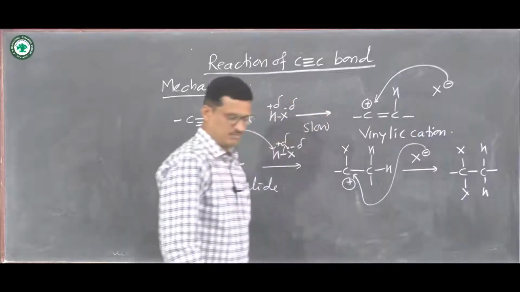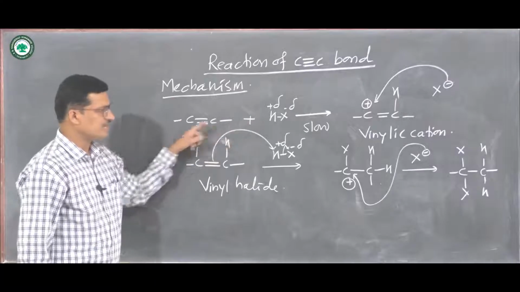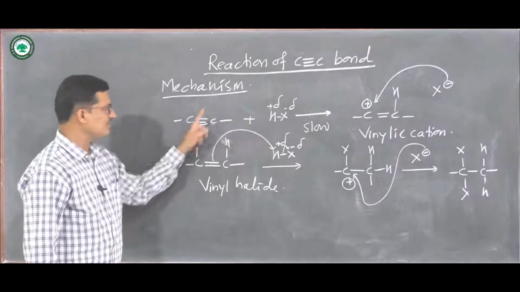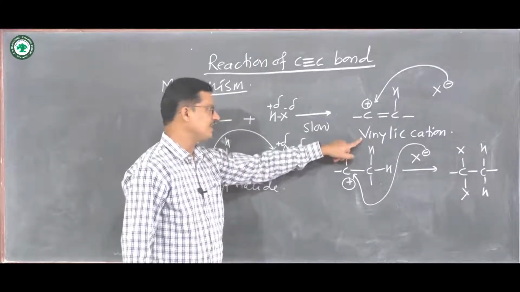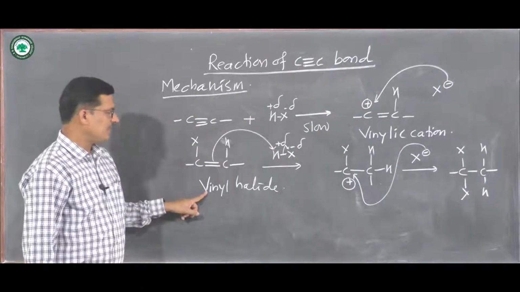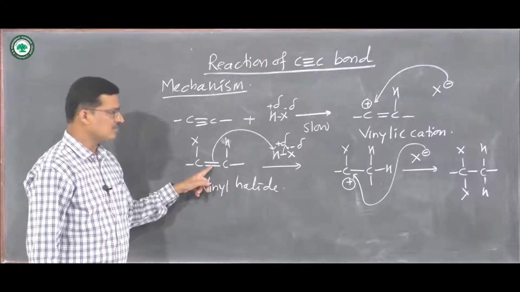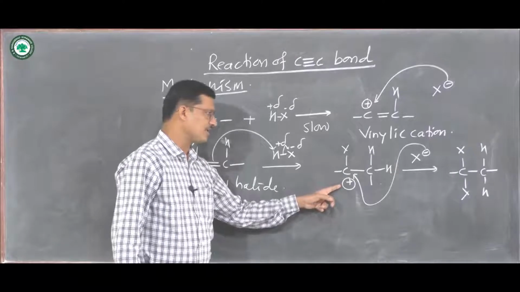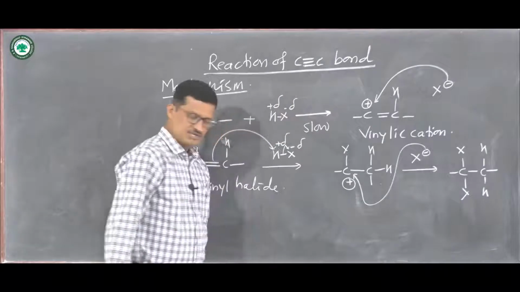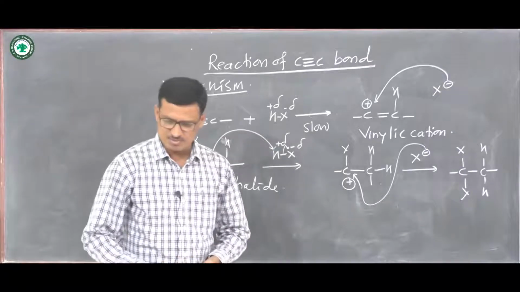So this is a simple example of the addition of HX to the carbon-carbon triple bond. In this case, the first HX molecule is added to form the phenylic cation. To that carbocation, the X minus attacks to form the phenyl halide, and then the second molecule simply attacks this carbon-carbon double bond, and there is formation of a carbocation. Then the nucleophile X minus attacks this carbocation, and we get the final product. So in this way, this is the simple mechanism of addition of HX to the carbon-carbon triple bond.